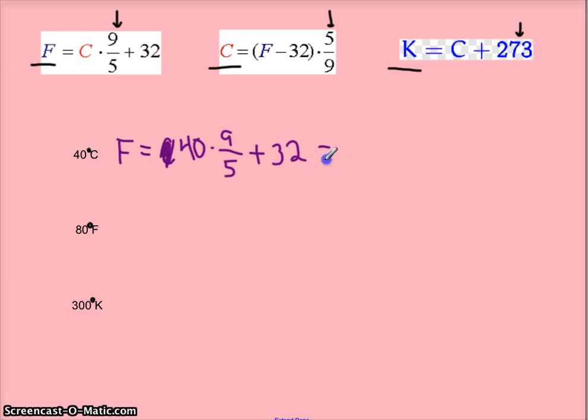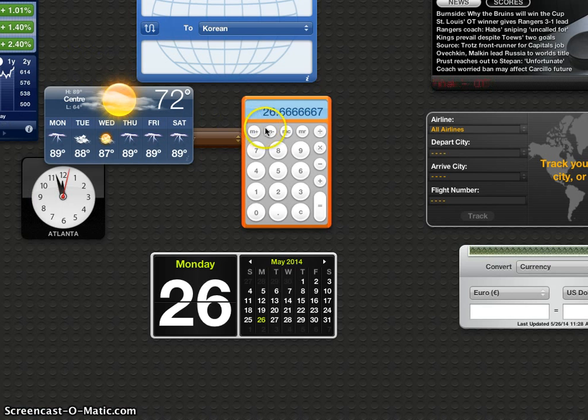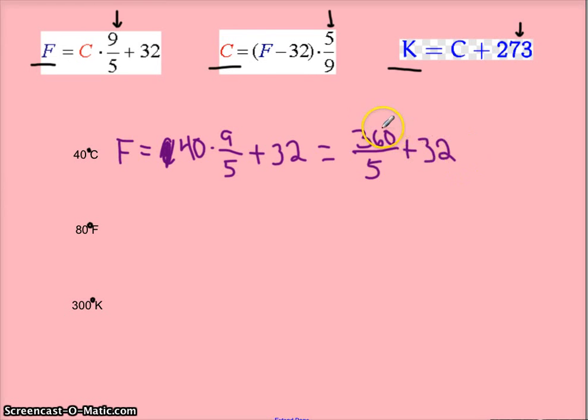40 times 9 equals 360, if you were to put that in your calculator, divided by 5, and then have that plus 32 degrees. So let me go to my calculator. What is 360 divided by 5? 360 divided by 5 equals 72. So this part is 72, so it would make it 72 plus 32. 72 plus 32, of course, is 104, so we're finding Fahrenheit, so that is 104 degrees Fahrenheit.